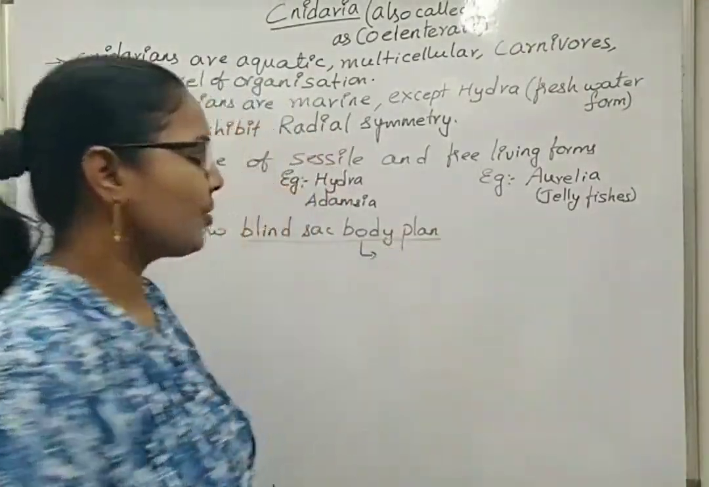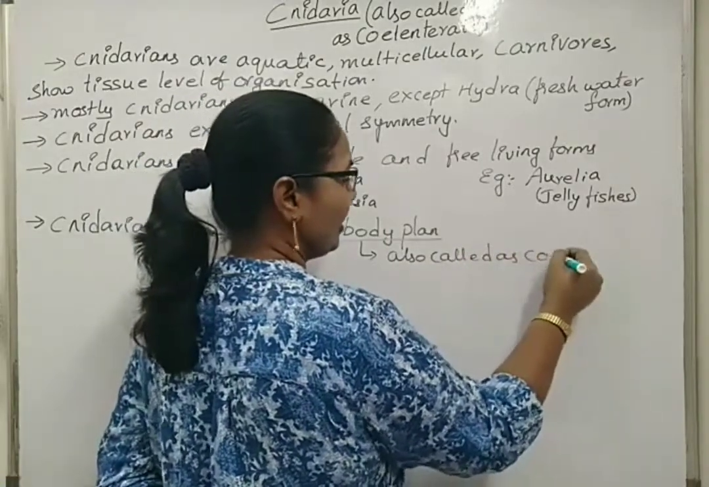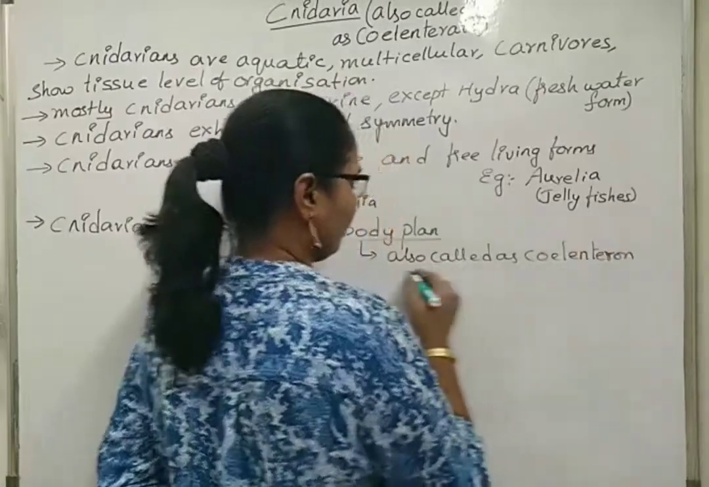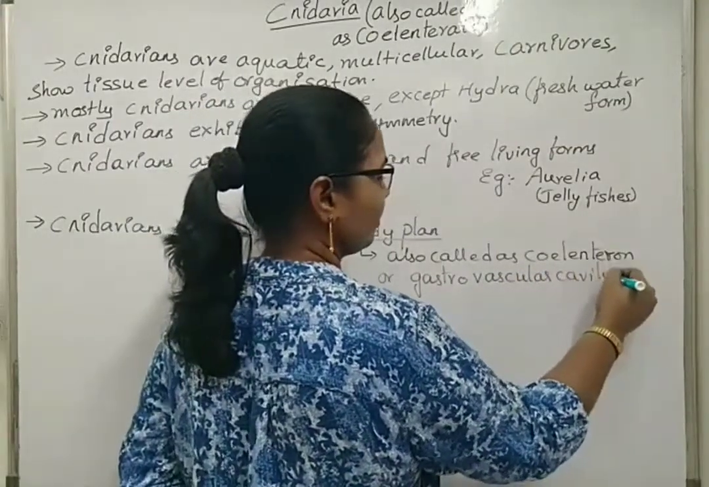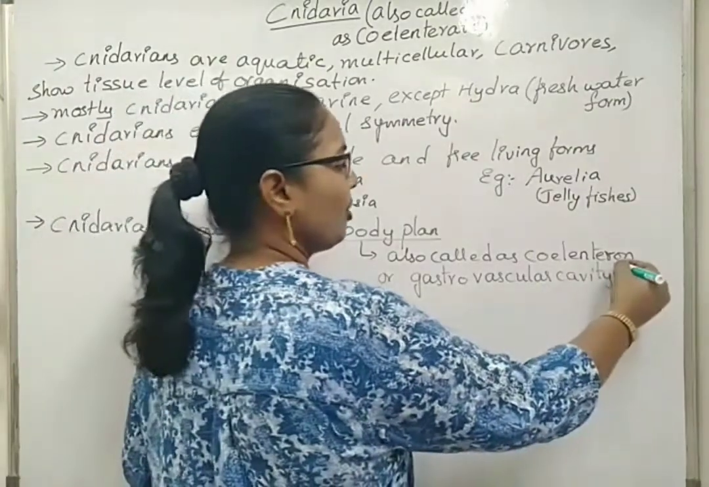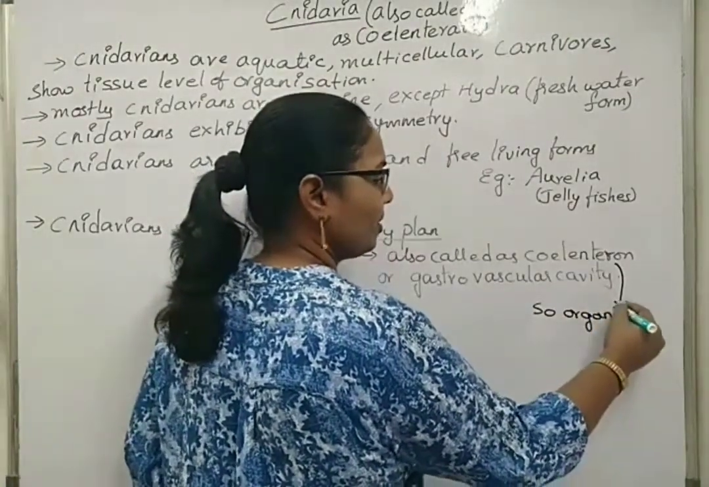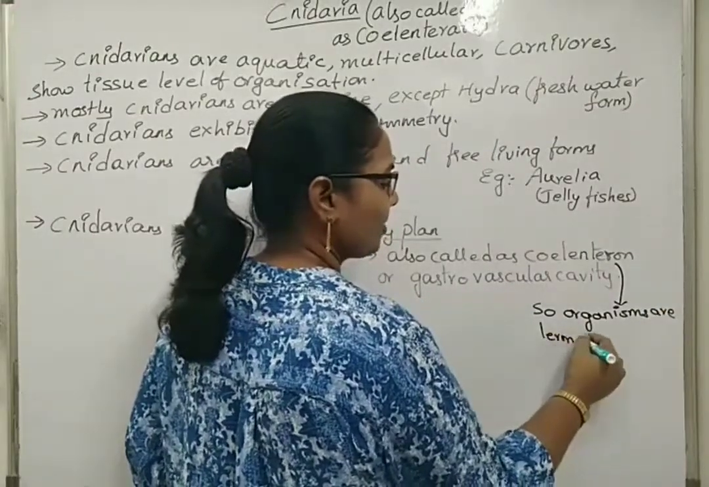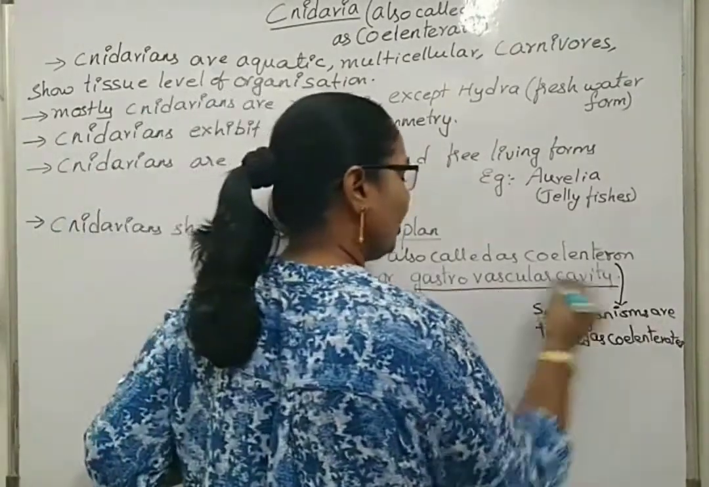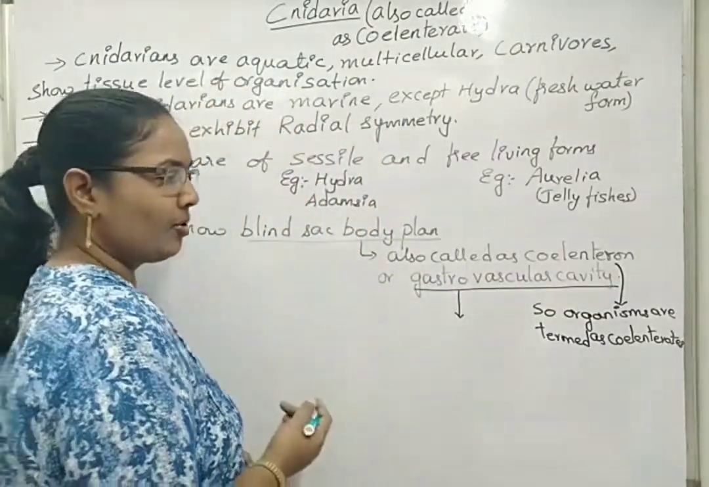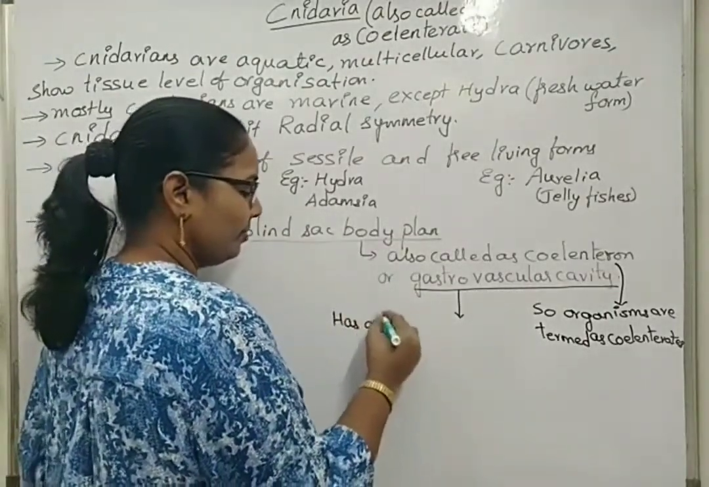This is also called as gastrovascular cavity or coelenteron. Blind sac body plan is also called as coelenteron. So the organisms are termed as coelenterates. Now, there is only one opening for intake of food and for excretion also. So the digestive system is called as incomplete digestive system.